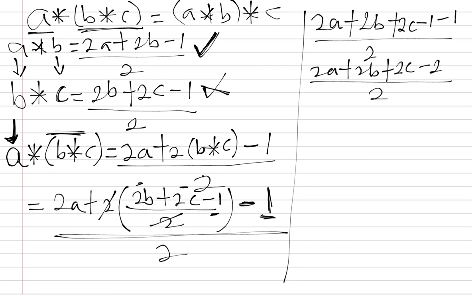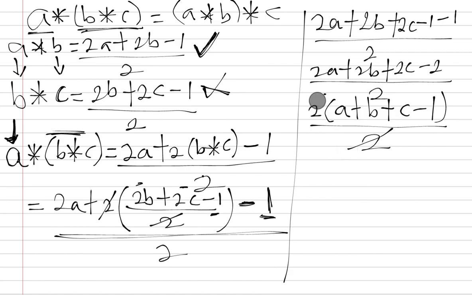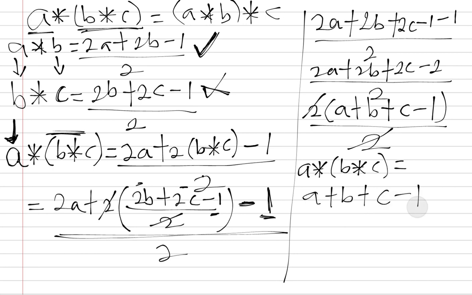Now you can see that 2 is common in everything. So I'll bring 2 out into a bracket: a plus b plus c minus 1. 2 in 2 will give us 1, all over 2. So these two will now cancel these two. That means our a star open bracket b star c is now a plus b plus c minus 1. So this is our final answer.